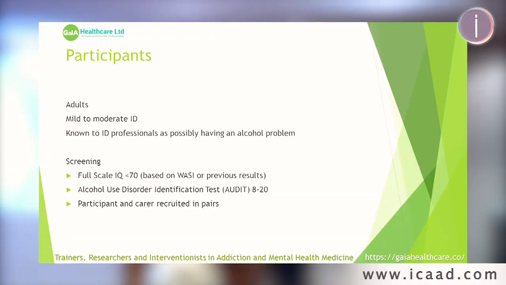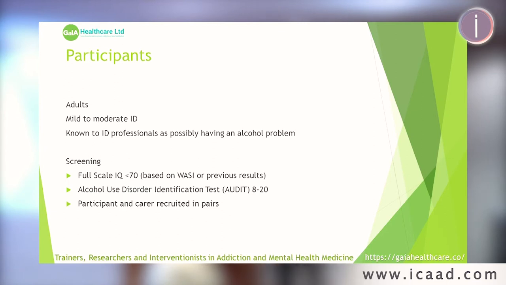We approached the professionals to refer to us clients that they thought had an alcohol problem. So you go to the unit or you go to the families and ask, do you know of people that might have an alcohol problem? Then you follow the research ethics procedure. People would have an IQ of below 70, but not too low, so the mild to moderate. They had to score on the AUDIT between 8 and 20. So we're looking for people misusing alcohol, not a dependent group.